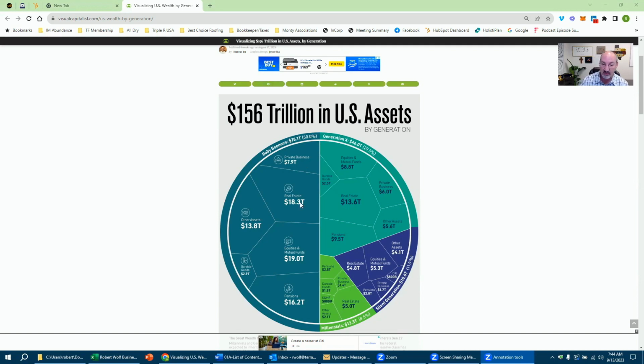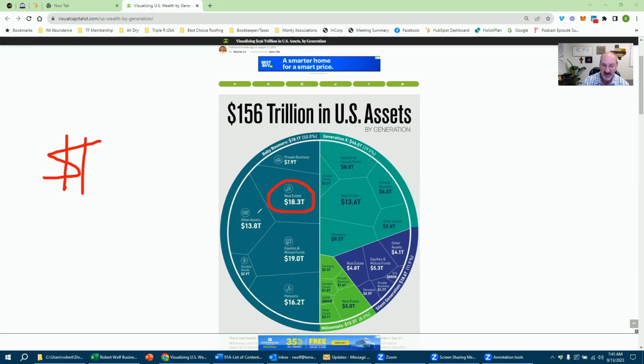Now when you look at real estate, 18.3 trillion. This is what's interesting: real estate has a step up in basis when there's the death of somebody, but this is substantial. Now $18 trillion. What it doesn't talk about is the income stream that this creates. Okay, that needs to be clear.